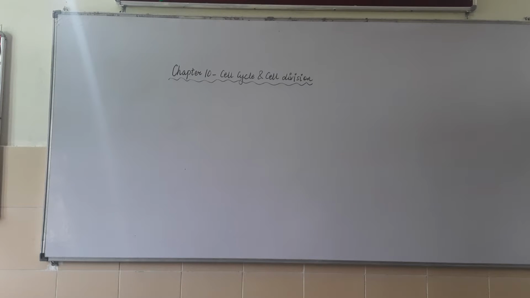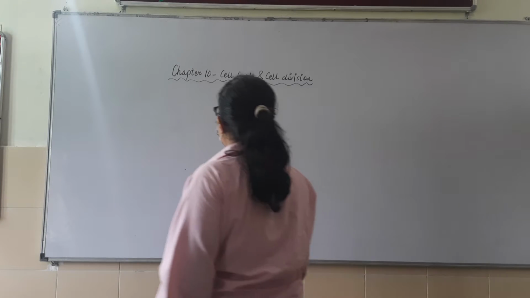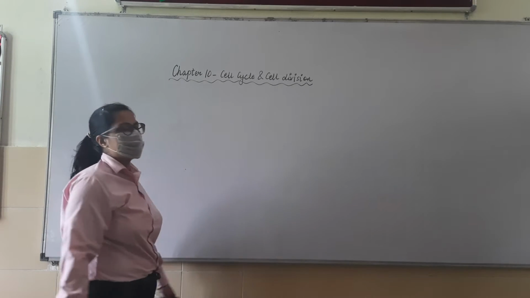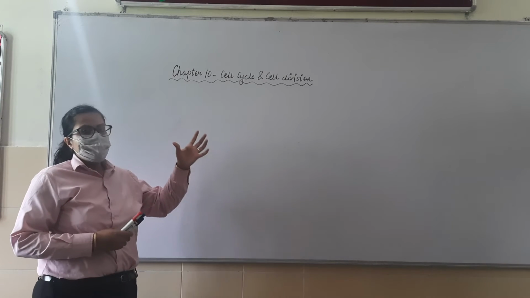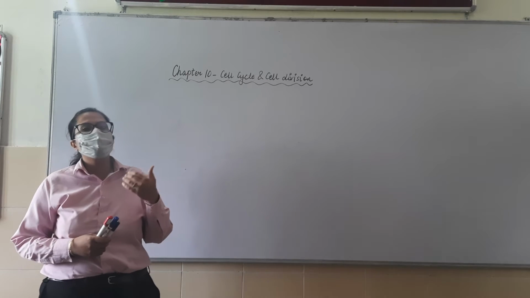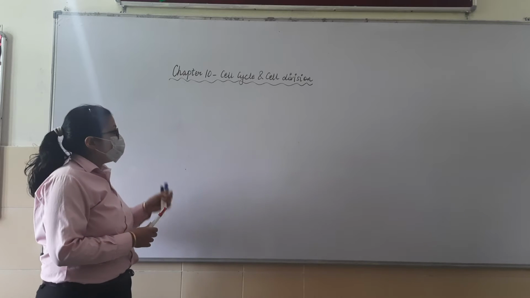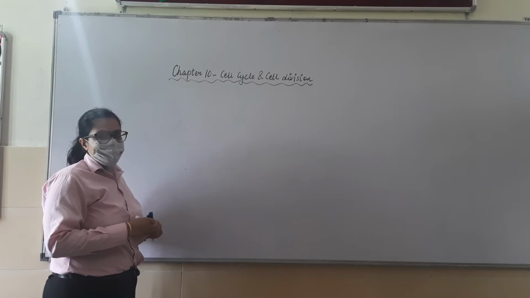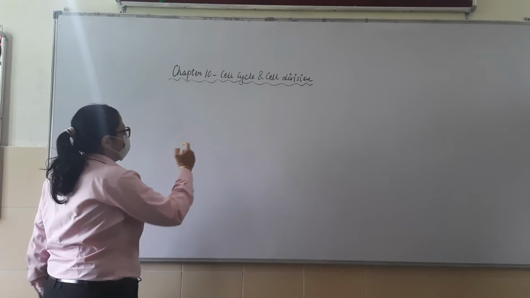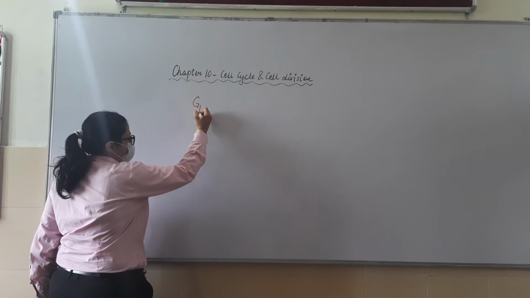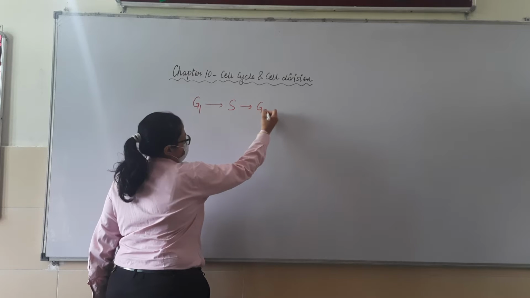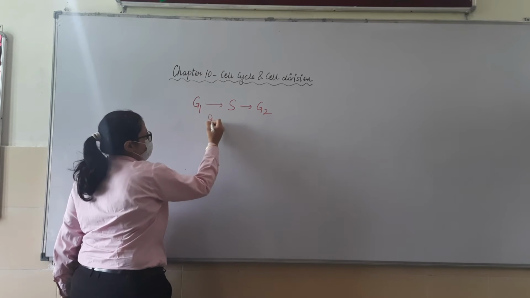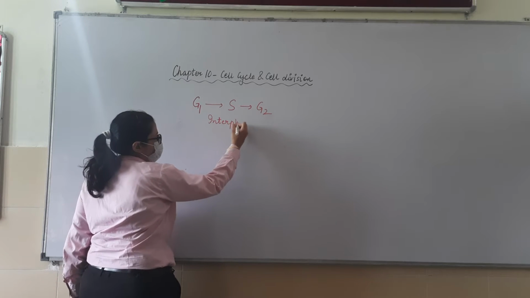So in today's lecture, students, we are going to continue with chapter 10, cell cycle and cell division. So we have seen what a cell cycle is, and today we will see how the cell is divided. Let us first revise what the cell cycle was. It started with the G1 phase, then comes the S phase, then the G2 phase. This part is the interphase which we talked about.